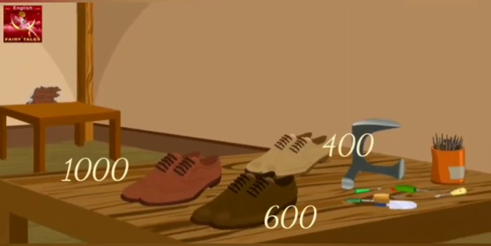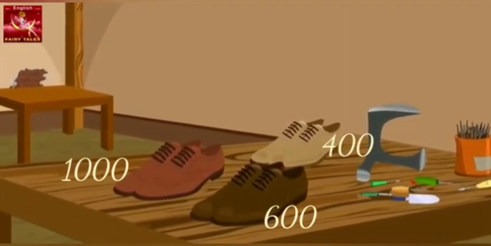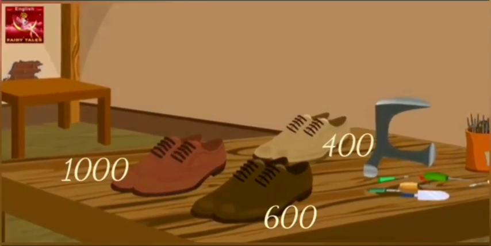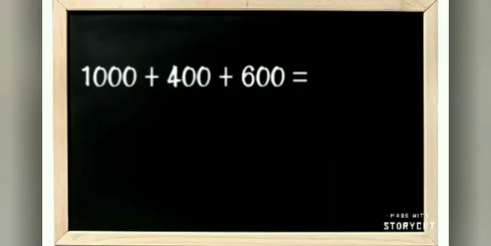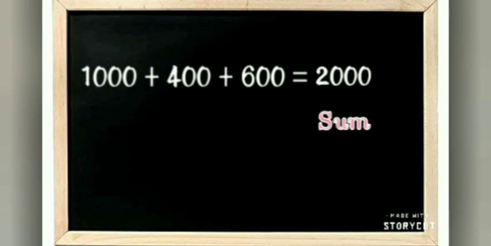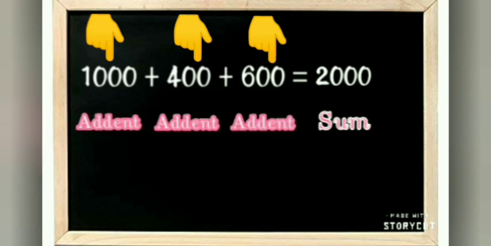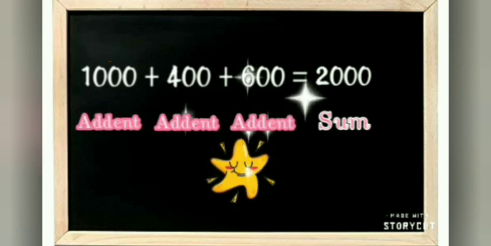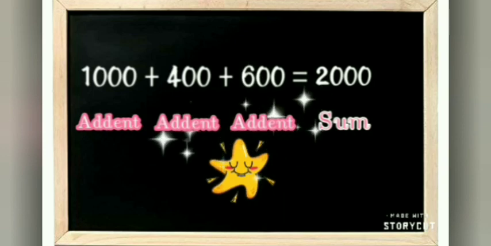Now, children, it's your turn to sum them up and tell the price for the shoemaker. Can we? Great, children. The sum of the prices is 2000. Here 2000 is the sum and the remaining 3 numbers are called add-ins. The shopkeeper said that he was very pleased with your work, children. He was very grateful to you.